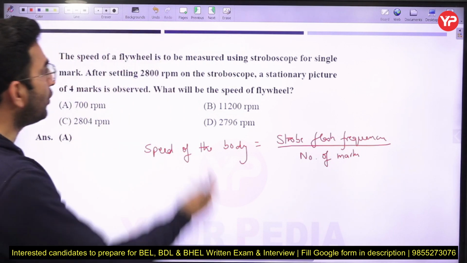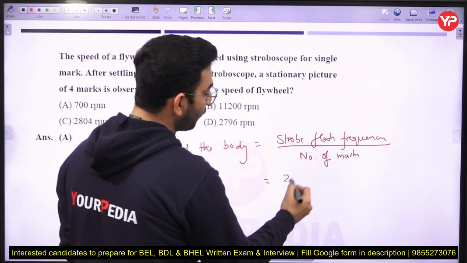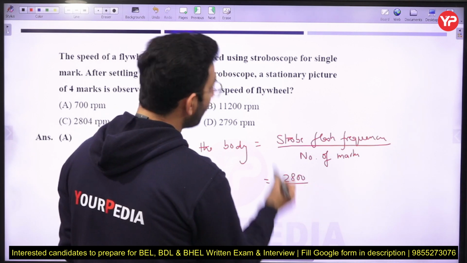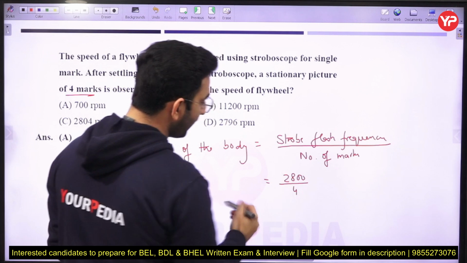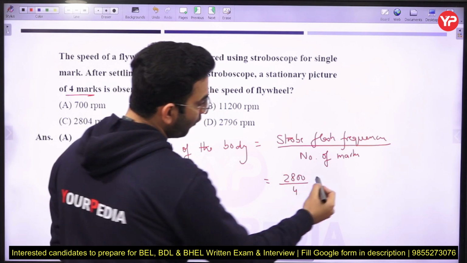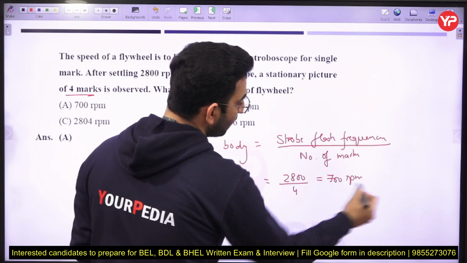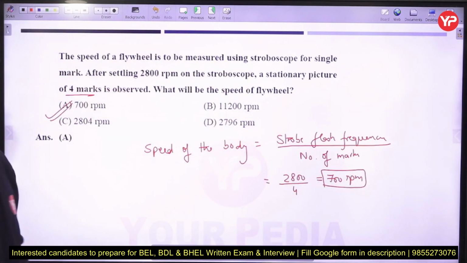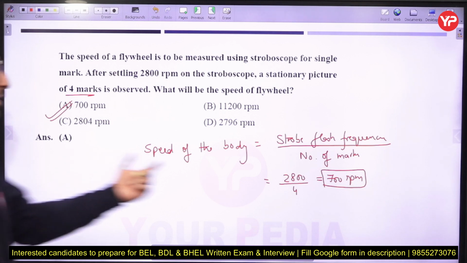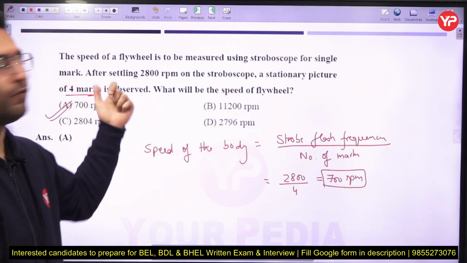So in this case, you can see the strobe flash frequency is given to you as 2800 rpm, and the number of marks is also given to you, that is we are having the 4 marks here. So we can say the speed of the flywheel or speed of body is coming out to be around 700 rpm here. So option number A is going to be the correct answer of this part here. So that's a very simple question. You just have to take the ratio of 2800 divided by 4 here.